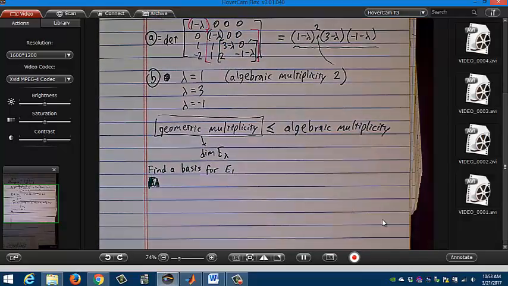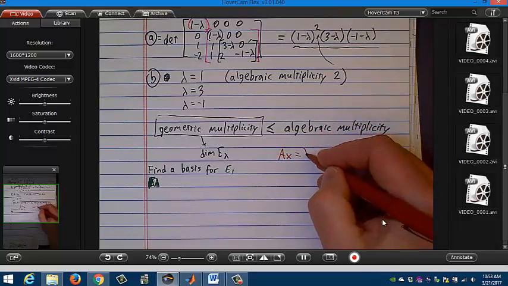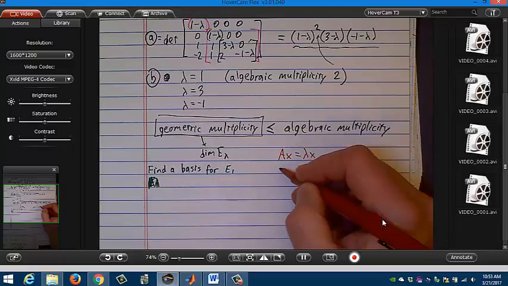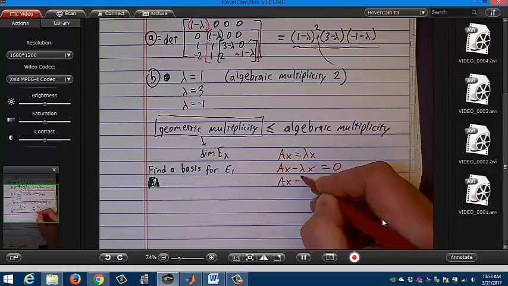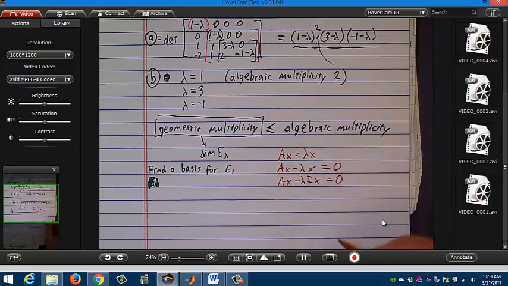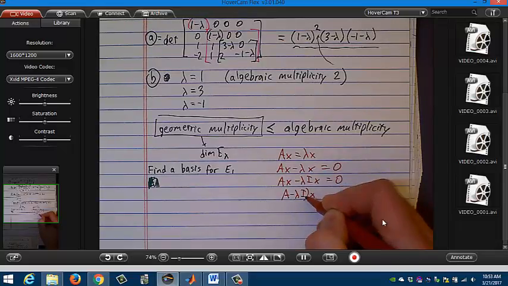When we want to find a basis for E1, and again, I'm going back to the computation from before break. We've seen this many times, but it's worth another repeat. Ready? Here we go. AX equals lambda x. So AX minus lambda x equals 0. So A minus lambda I times x equals 0. Then what? Factor out the x. Yes, A minus lambda I times x equals 0.